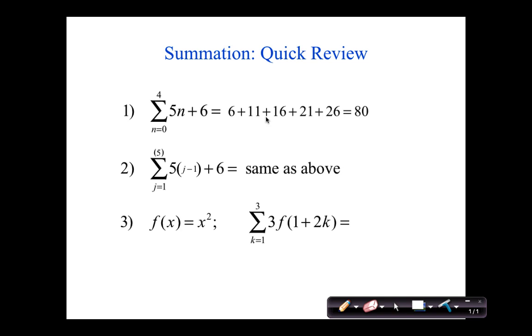So in question 3, this is adding together the results of substituting in k equals 1 through 3 into this spot. Just realize that this is multiplication of 3 times a function value. So 3 times f of 3 plus 3 times f of 5 plus 3 times f of 7, which would be 3 times 3 squared, 3 times 5 squared, 3 times 7 squared, which is 249, but that's not the important part here.